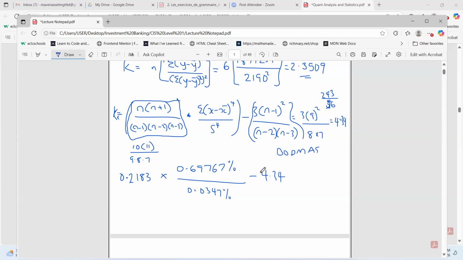4.34 comes here. Remember your BODMAS: what comes first, subtraction comes last. So you need to simplify this bit first and foremost. So can we have somebody do that for us quickly? 0.2183 multiplied by all of this divided by that. What do you get as a final answer? Or better yet, just cut out this percentage and percentage here, so you know you're not working with that. So this times this divided by that, what do you get?